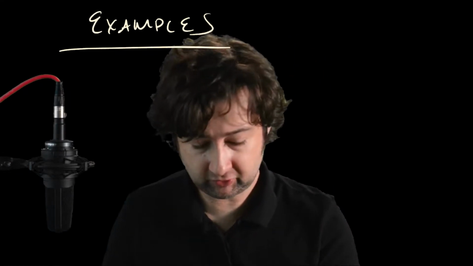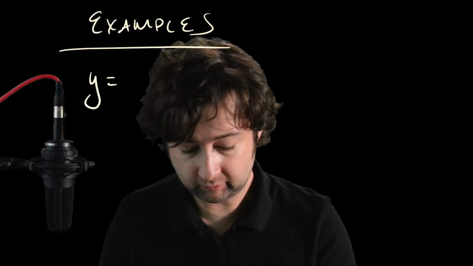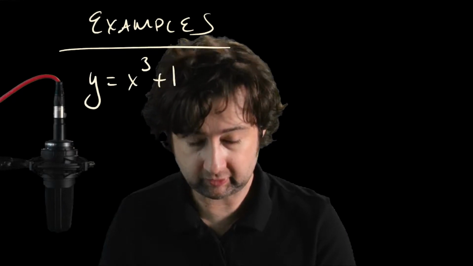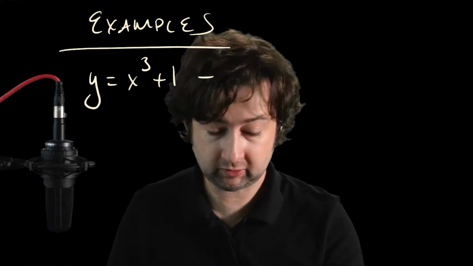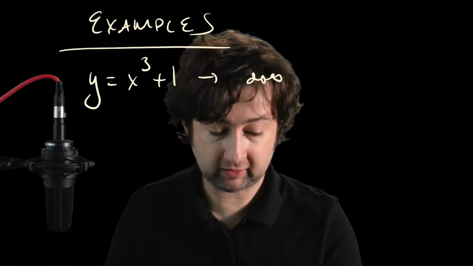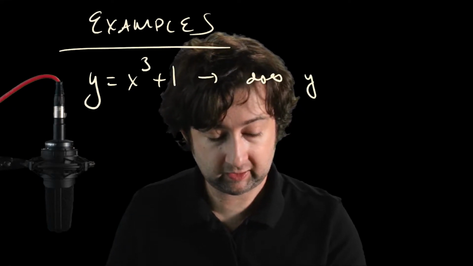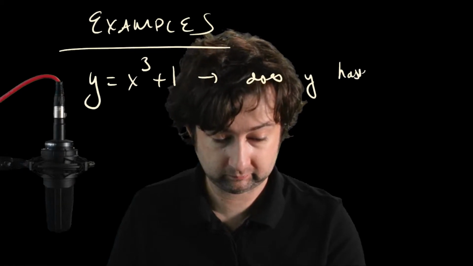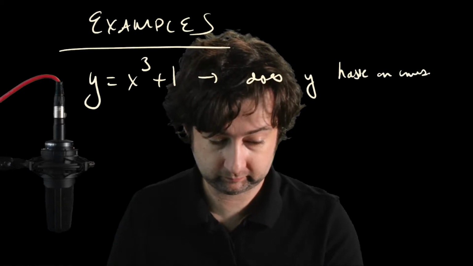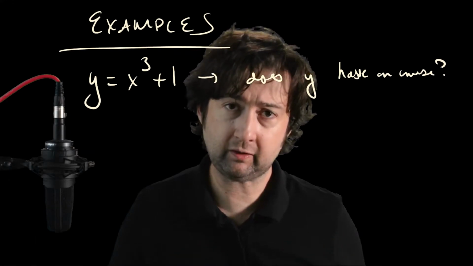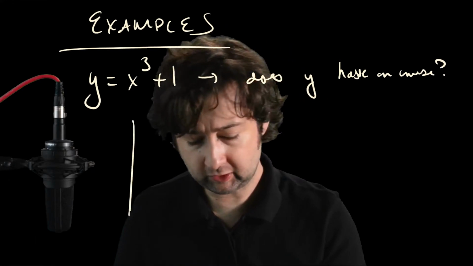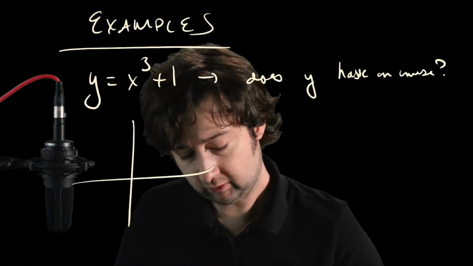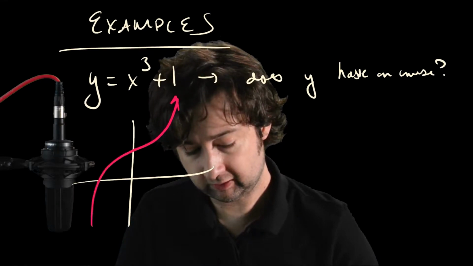So let's begin with the function y is equal to the cube of x plus 1. So the first thing I want to do is verify that y has an inverse. You can use algebra to do this, or you can do a quick check using the horizontal line test.